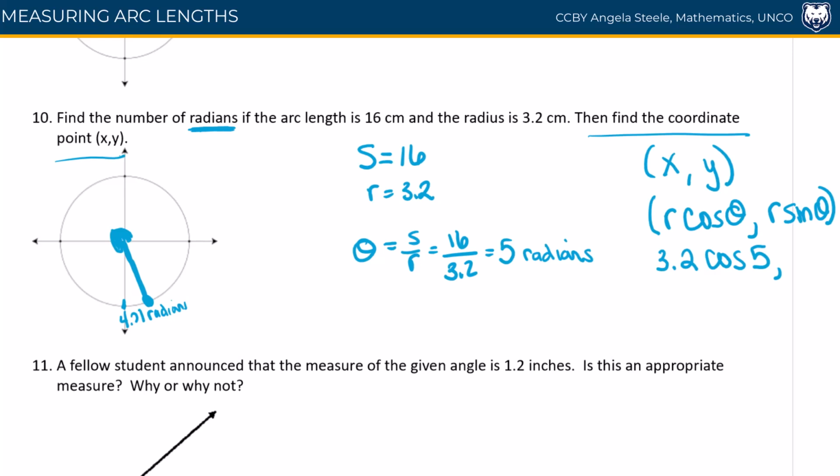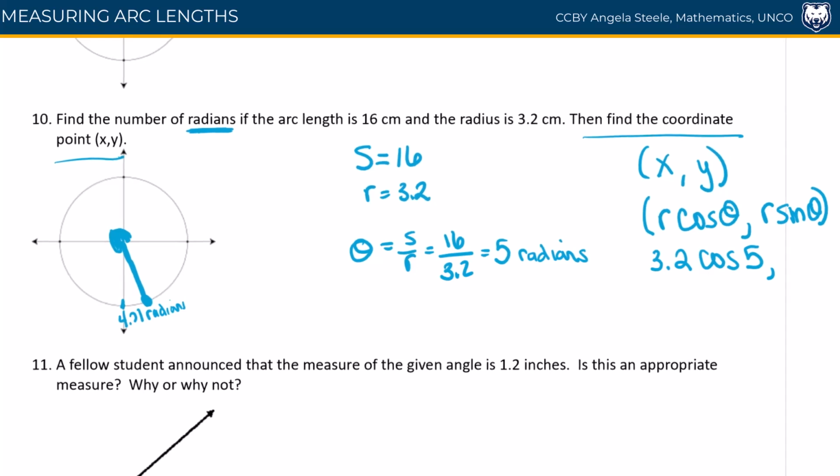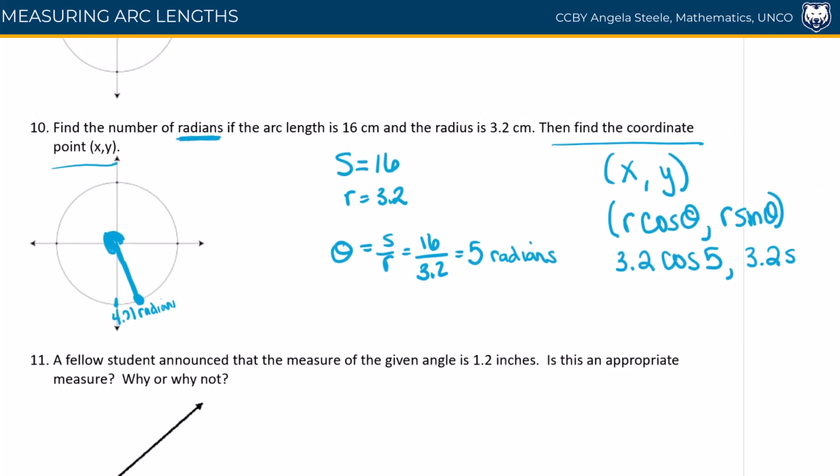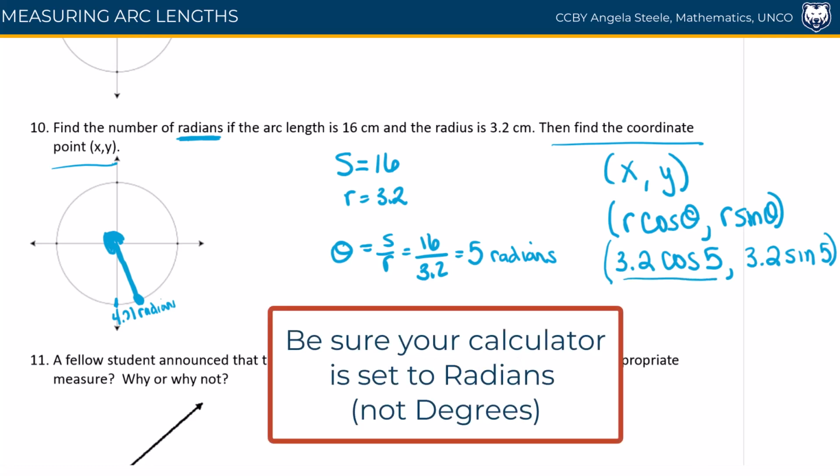So that gives us the x value of our coordinate. And then repeating that for the second part here, r is 3.2 multiplied by sine. We're going to be using that same theta of 5. And so then I want you to go ahead and plug each of these parts into your calculator. So 3.2 multiplied by cosine 5. That should give you a value of 0.908.